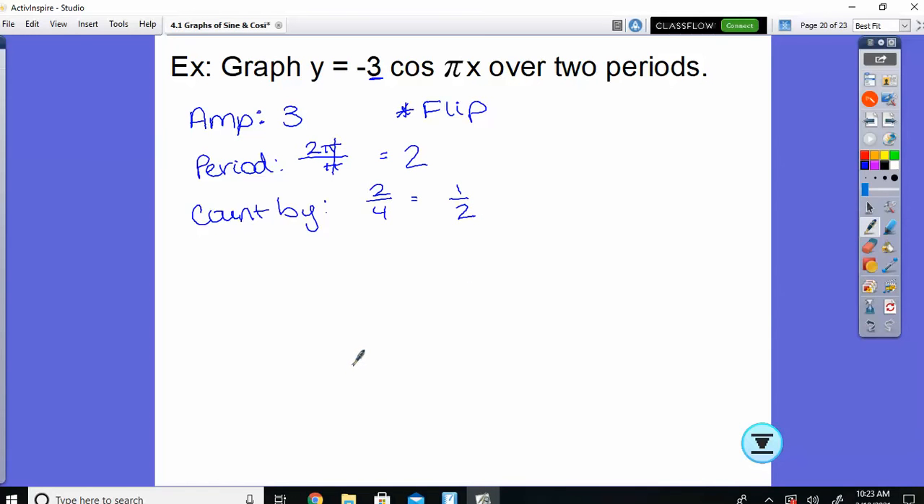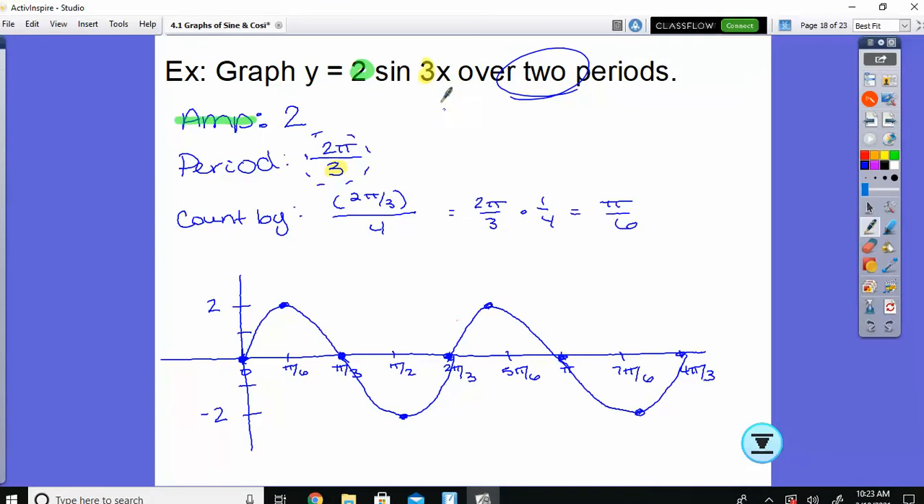Why did you divide by pi? That was the number in front of x. Whatever is multiplied with the x is what we divide by. So like our last one was 2 pi divided by the 3.